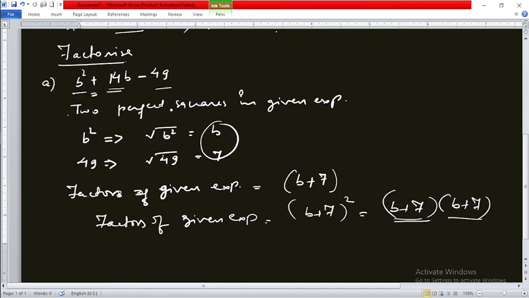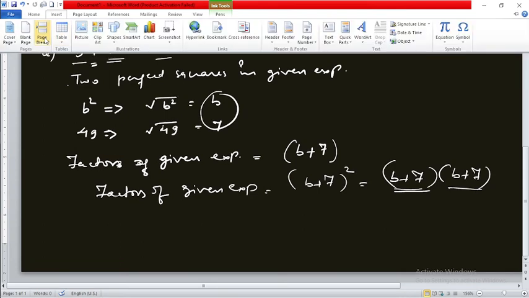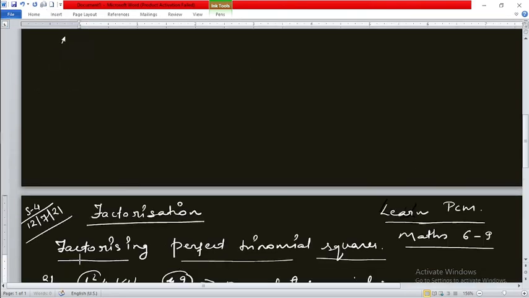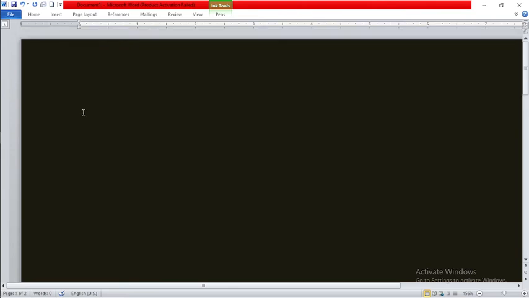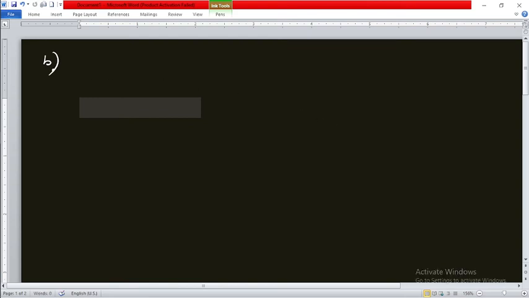So let us move to the next question, that is part b. There were two questions given to you. I think the page is over, so let me insert one more page. Okay, no problem. Here I'm going to explain question number b, which I have taken. So question b is this one.